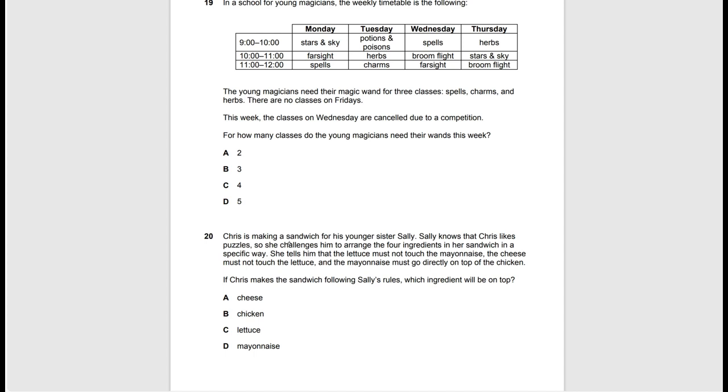The young magicians need their magic wand for 3 classes. They need their wand for spells, they need it for charms, and they need it for herbs. So we can make the assumption that the other classes, such as stars and sky or potions and poisons, we don't need the wand for that. This week, the classes on Thursday are cancelled due to a competition. So let's get rid of that. Sorry, did I say Wednesday? This week, the classes on Wednesday are cancelled due to a competition. So getting rid of Wednesday, we have Monday, Tuesday, and Thursday left. For how many classes do the young magicians need their wands this week?